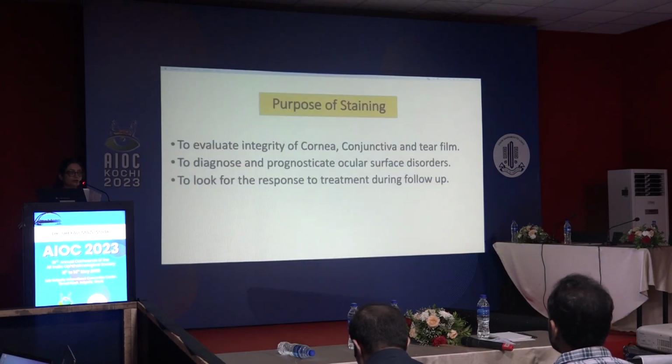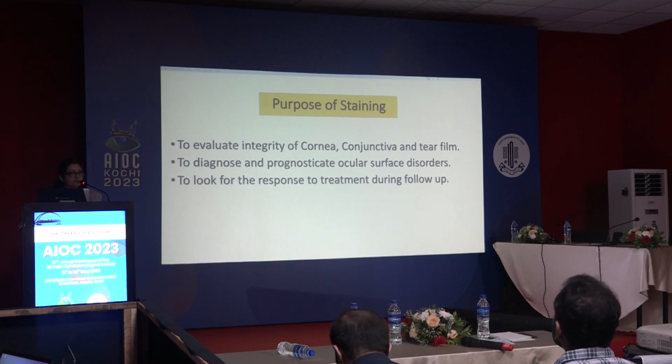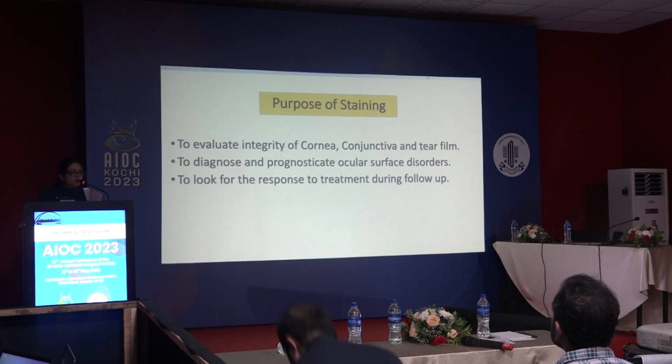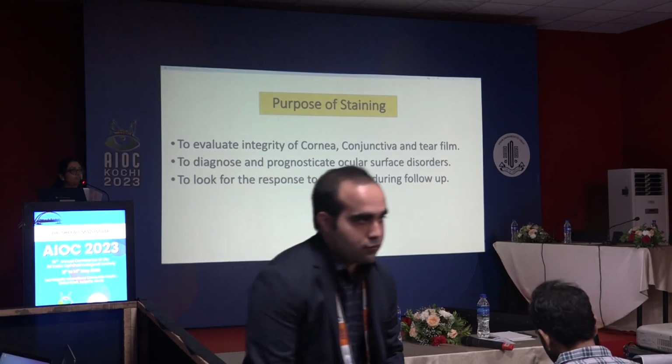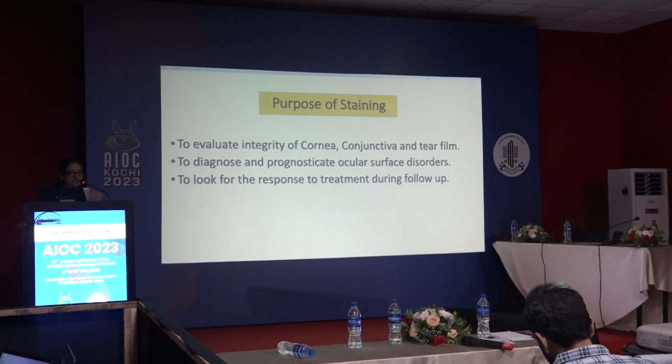Now the question comes, why do we want to stain? Because you all know it is an inexpensive diagnostic tool to evaluate the integrity of the ocular surface, right? Second, whenever you stain the ocular surface, it gives us additional information, so it helps us to diagnose as well as to prognosticate the ocular surface disorder, right? And when you start your treatment, during follow-up, if you keep staining your patient, you can see whether your treatment is responding or not. So these things you will have to keep in mind.